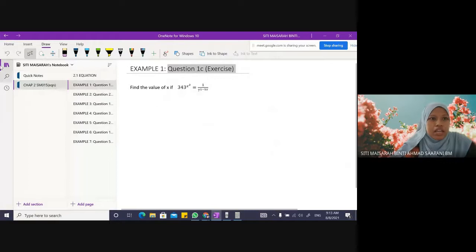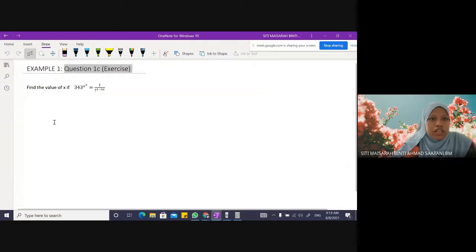Okay, let's see example 1. I take this question from the exercise. You can see from your lecture note, below example 6 of lecture 1. This one is question 1C. You can check from your lecture note. The question asks to find the value of x if 343 to the power of x squared is equal to 1/7 to the power of 1 minus 5x.